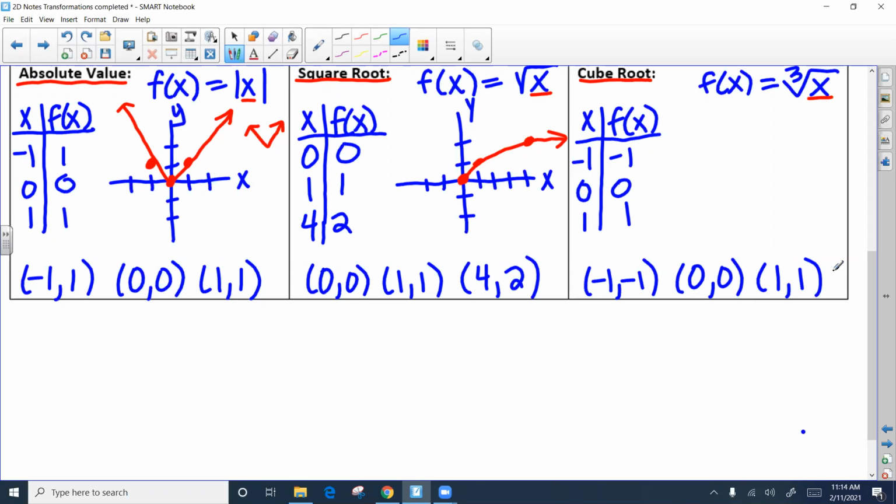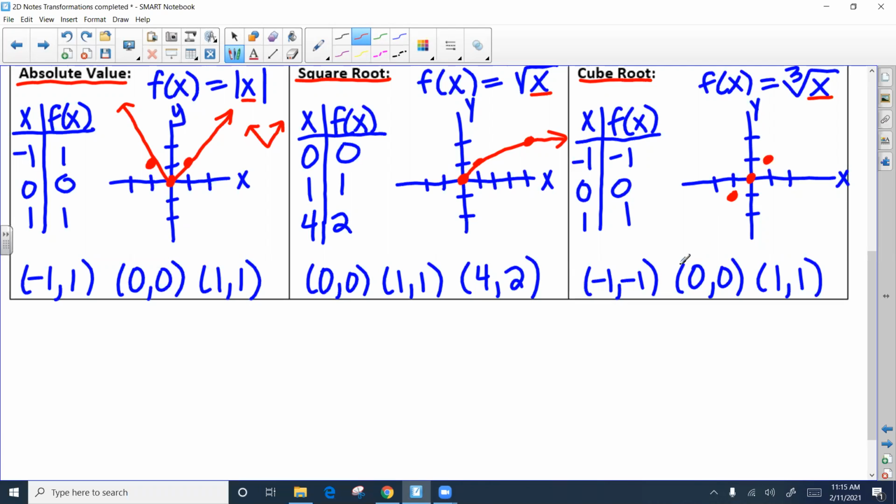Again, you might notice this has the same points as the cubic function and the linear function, but this one is going to look different as well. All right, so let's draw what this one looks like. Drawing your X and Y axis, and then let's plot our points. So our points are at -1, -1, 0, 0, and 1, 1.